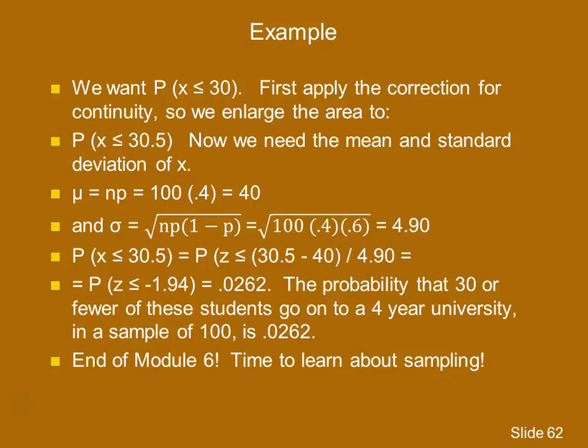By the way, I figured out the exact answer on my calculator, and the exact answer here would have been 0.0247, pretty close to our 0.0262. So the normal approximation method can give you a pretty good approximation of a binomial problem when n is large. And that's the end of Module 6. And in Module 7, we will go on and learn some things about sampling and sampling distributions.